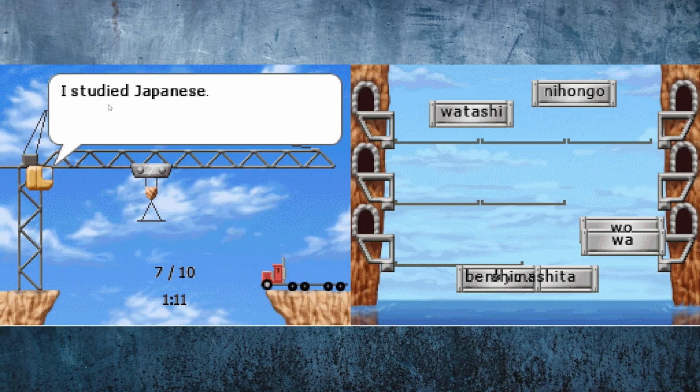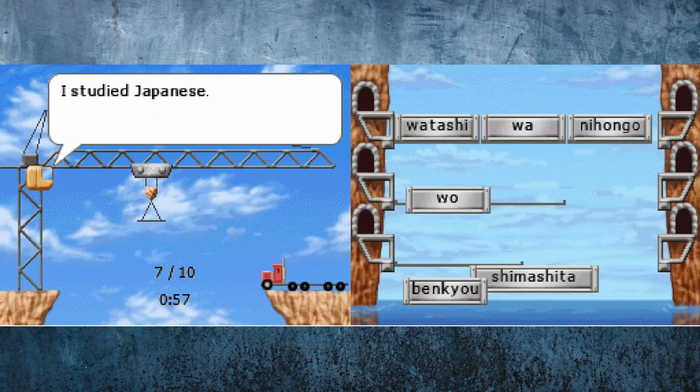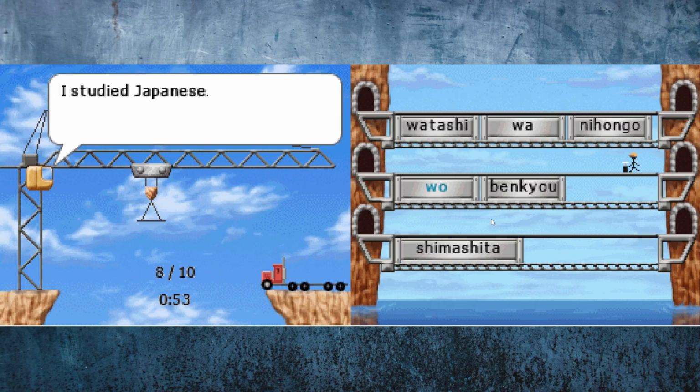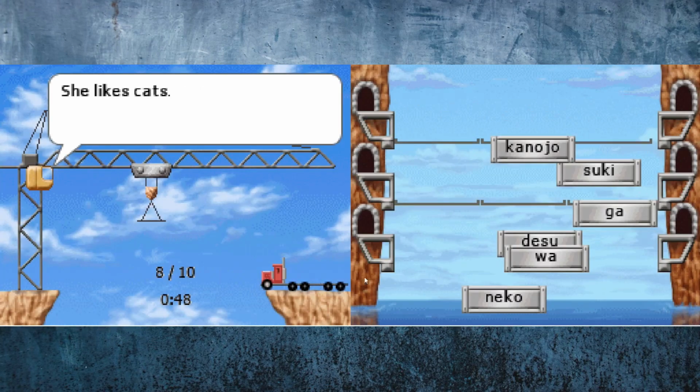Watashi wa Nihongo o benkyou, studied. Yeah, watashi wa Nihongo o benkyou shimashita. So benkyou is another verb. Benkyou suru is a word that we have not learned. Nihongo o benkyou shimashita. 私は日本語を勉強しました。 And I have 50 seconds, so I'll try to speedrun it.